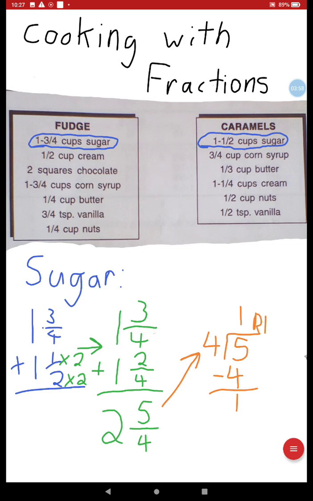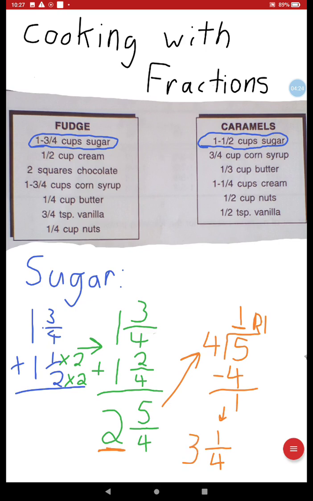Remember, how do I write that? Well, my remainder 1 is my new numerator. The denominator stays as a 4. And my 1 is my quotient. I need to add it to the 2 that I have over here, 2 wholes. 2 plus 1 is 3. So I have 3 1/4.